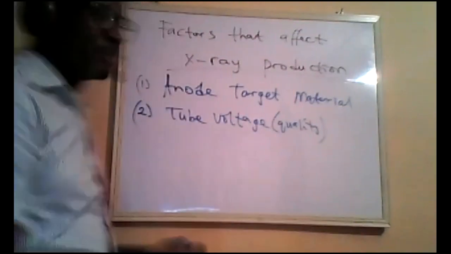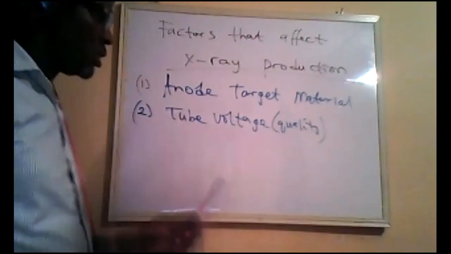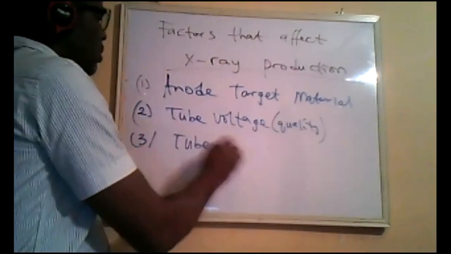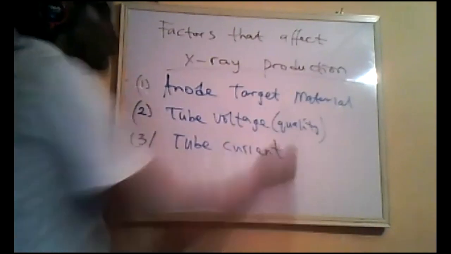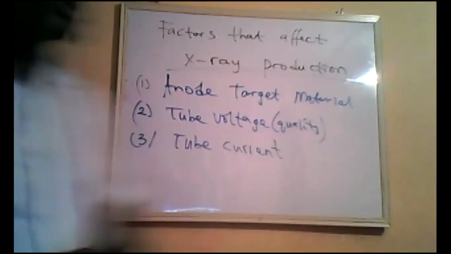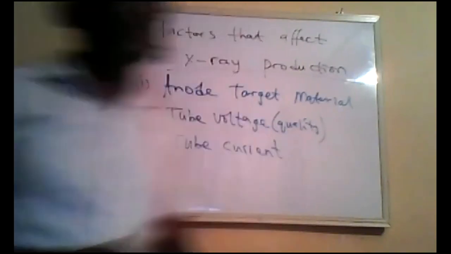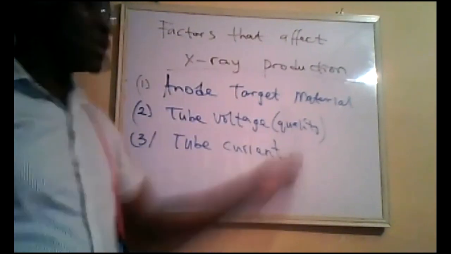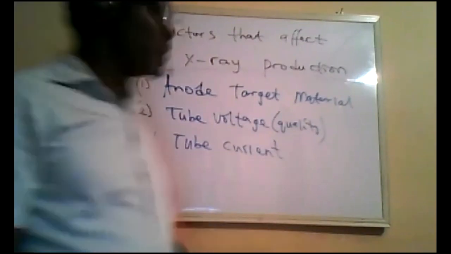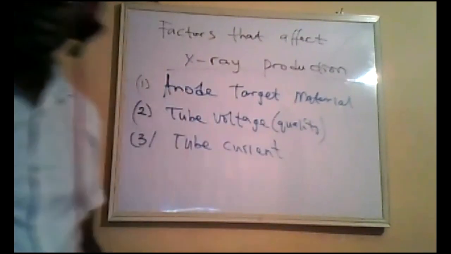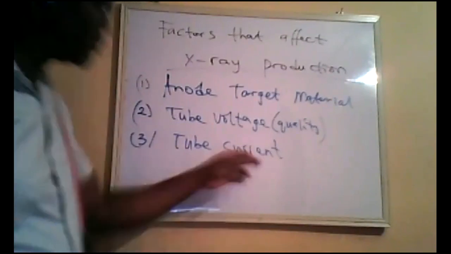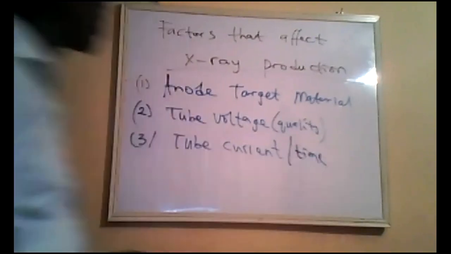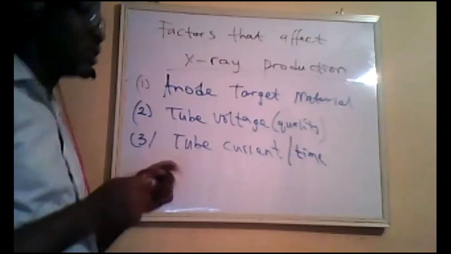So we also have the tube current, of course. The more the tube current for a particular exposure, the more the number of photons that will be produced, and this quantifies the X-ray photons that we are going to have. Of course, this also has a bearing with the time, the tube time, the time for which something is going to be on.